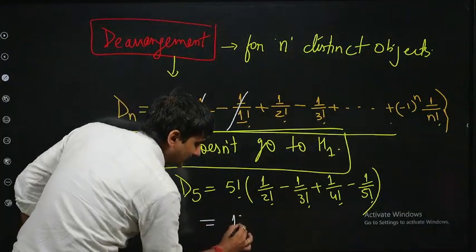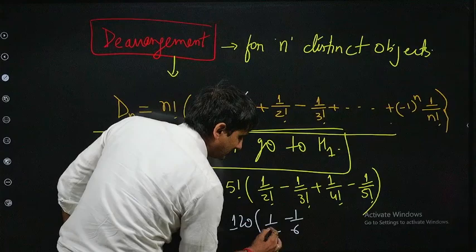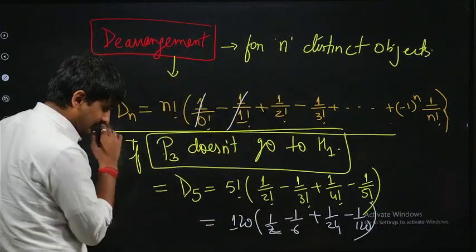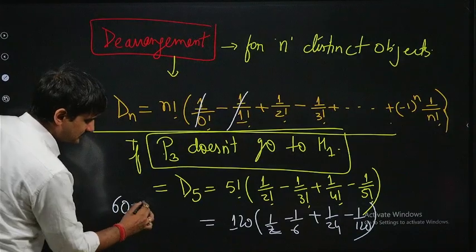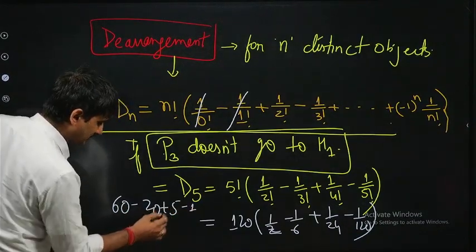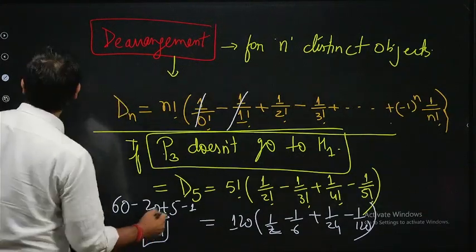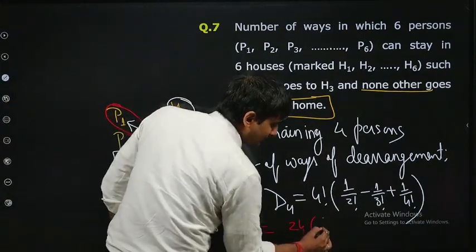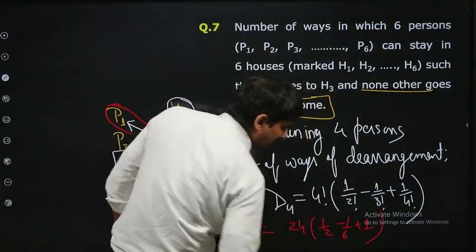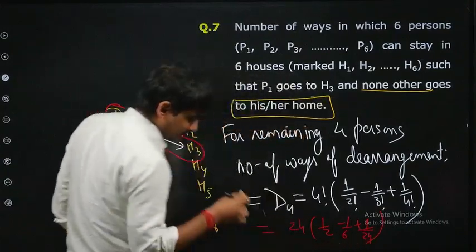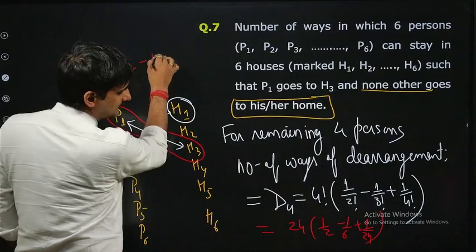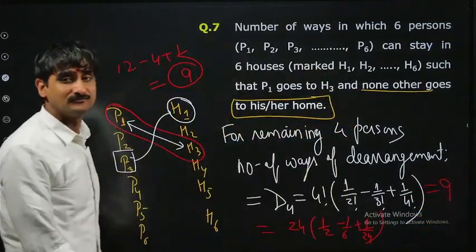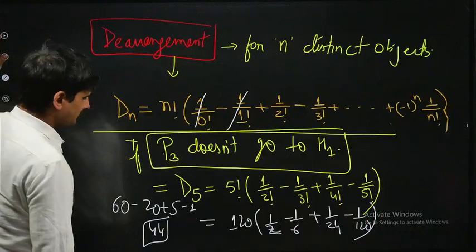So what will that give? 120 times 1 by 2 minus 1 by 6, 3 factorial, plus 1 by 24, 4 factorial, minus 1 by 120. That comes out to be 60 minus 20 plus 5 minus 1. So 40, 45, 44. So D5 is 44. Similarly, how much is D4? D4 is 4 factorial, which is 24, times 1 by 2 minus 1 by 6 plus 1 by 24. So it's 12 minus 4 plus 1, which is 9. So D4 is 9 and D5 is 44.